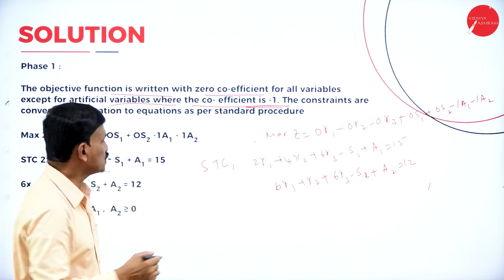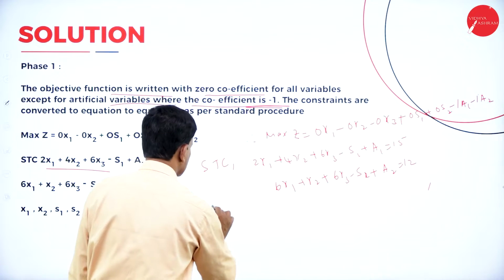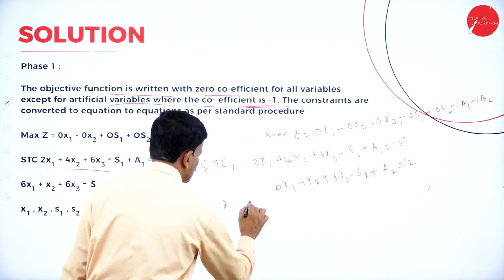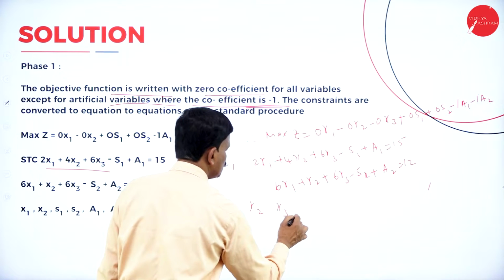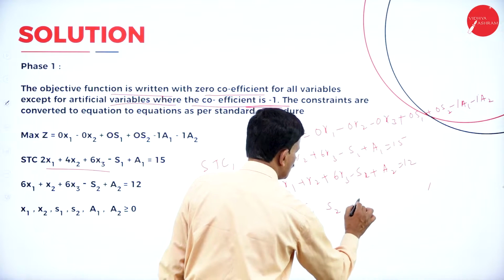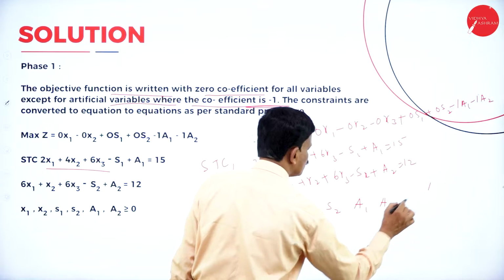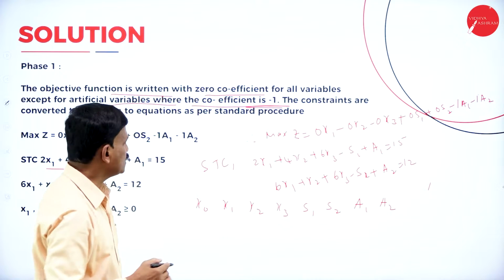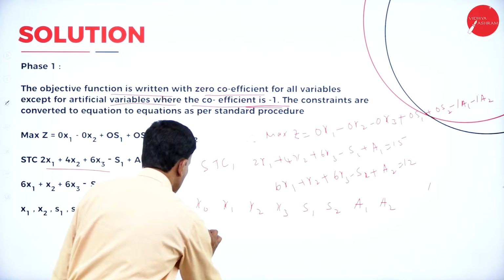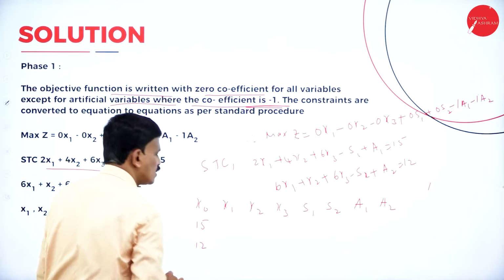Let me write the coefficients for this. So what are the coefficients? x0, x1, x2, x3, s1, s2, a1 and a2. Now for the constraints, what are the values of x0? The values of x0 are 15 and 12.